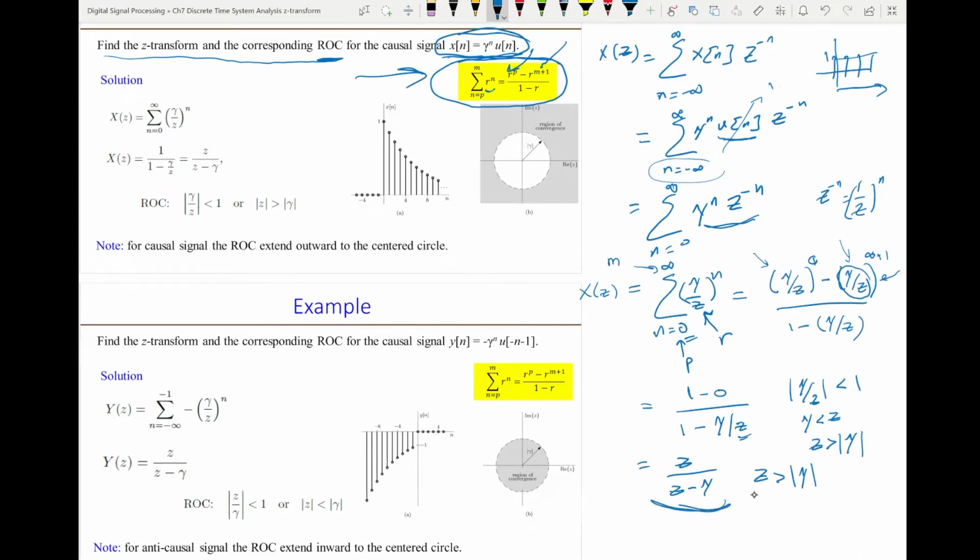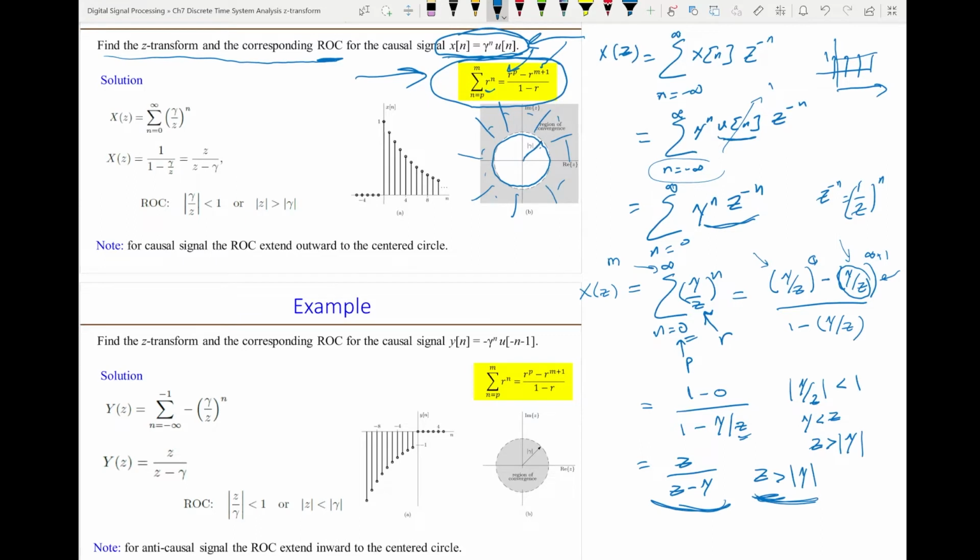And the region of convergence is all values of z with magnitude, or vector length, larger than gamma. So if gamma is, let's say, 0.8, I draw a circle with radius 0.8, or gamma. And the region of convergence is all values of z outside this circle. So this signal here has all these frequency components.